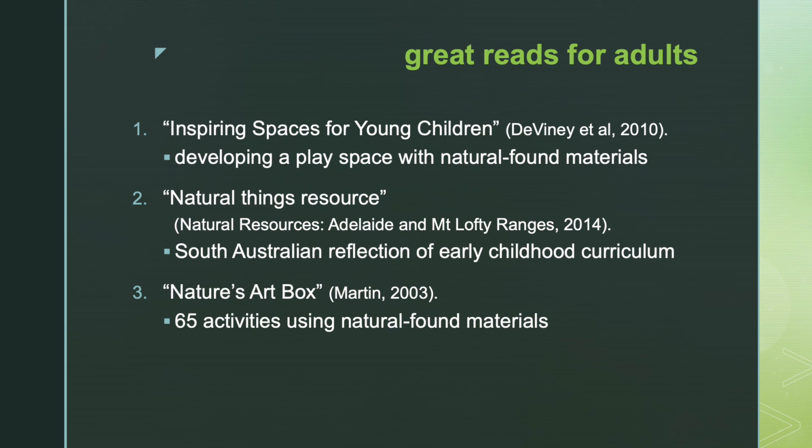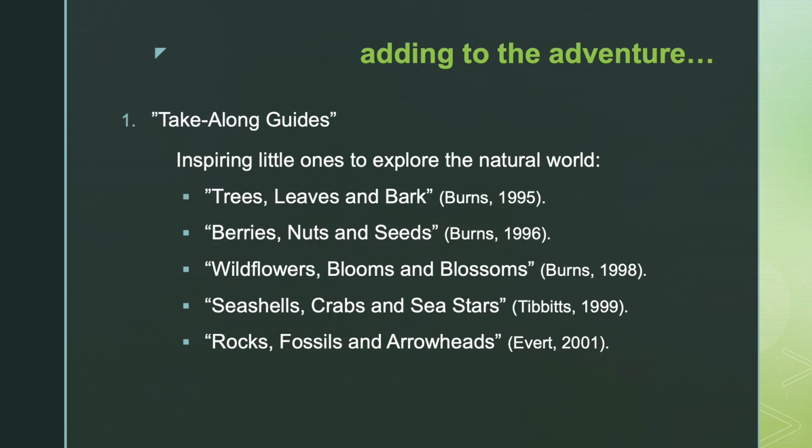For us adults, and I've referenced them later on as well, I've spoken already about Inspiring Spaces for Young Children by Divine, which is just a beautiful book about developing that play space with natural found materials. The Natural Things resource, which I've already spoken about, is the web page from South Australia. And then I found there's an excellent book called Nature's Art Box, and it has activities for using natural found materials. I did a fair amount of research on this, and this is my favorite book on that, and I've referenced it earlier already while I was speaking.